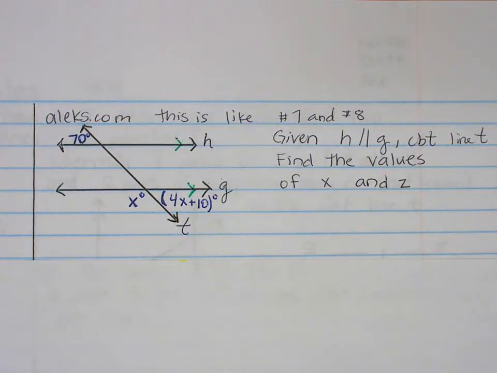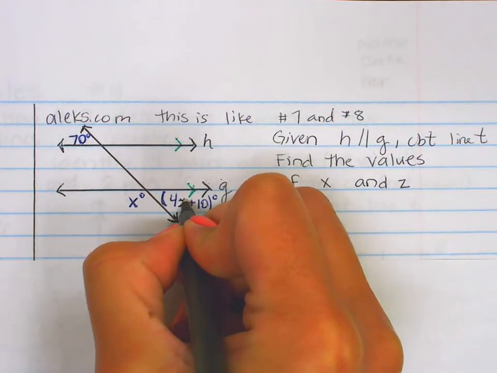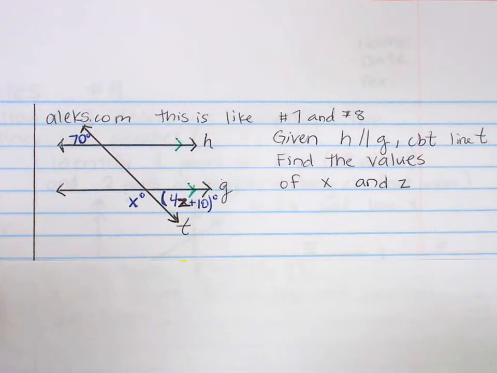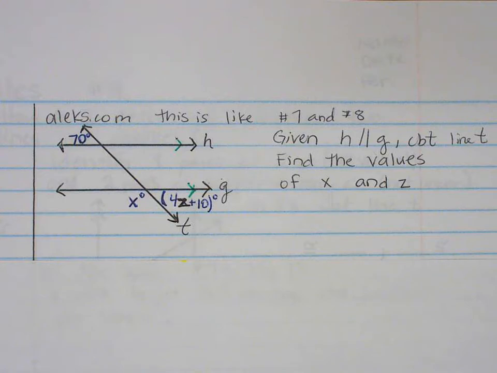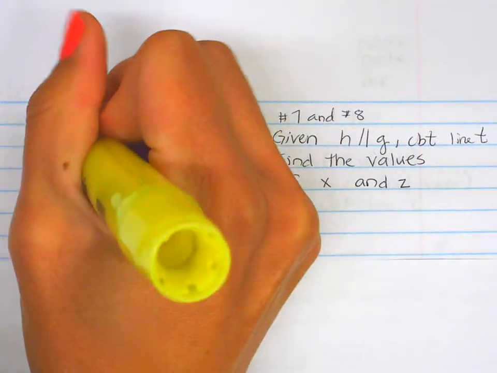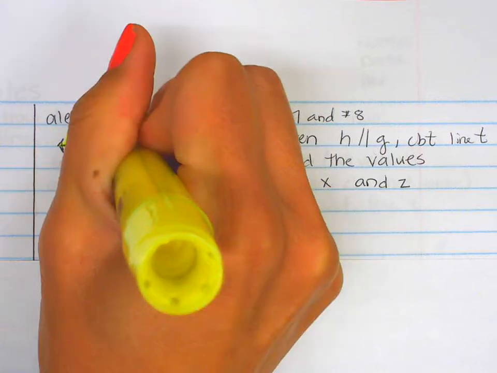So anyways, what I can do is I can see what am I trying to find? I'm trying to find X and Z. So here's X. Oops, I made a mistake when I wrote this. That should be Z right there, I think. I don't think it really matters. So let's make that 4Z plus 10. They should have both been X. So anyways, I'm still going to just keep going. So here is the angle that is 70. Its vertical angle is also congruent.